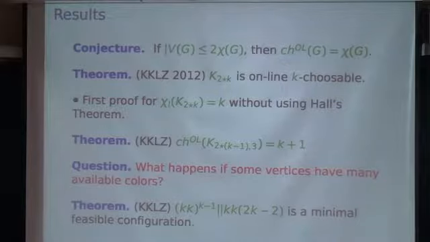And then our result is, actually this result was already proved using the combinatorial Nullstellensatz. But we give another proof, using mathematical induction. Actually this is the first proof that the choice number of this graph is k without using Hall's theorem. And another result is that for this graph, we show that the online choice number is exactly k plus 1.